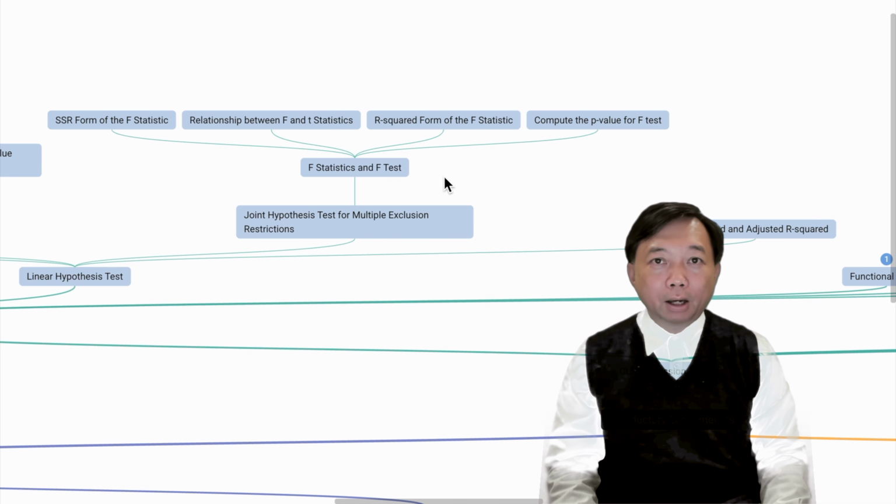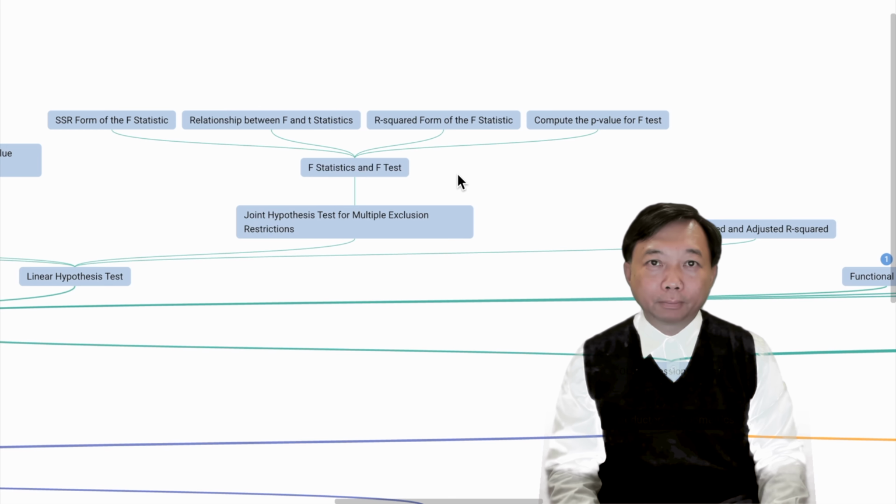Today, we have learned how to compute the F-statistic and its p-value.